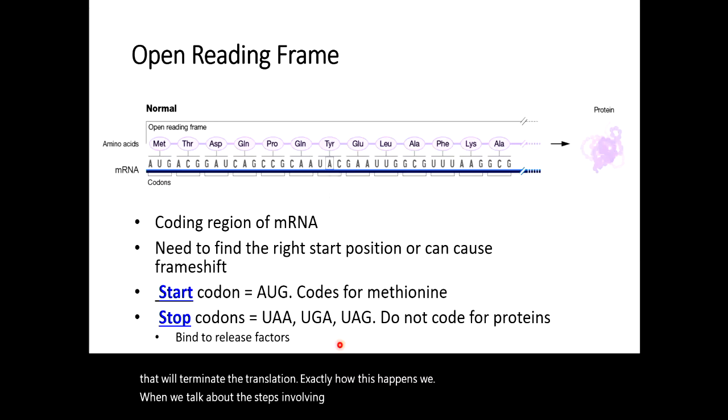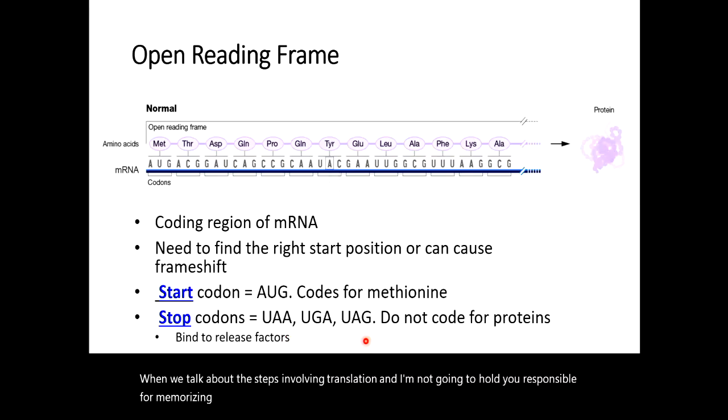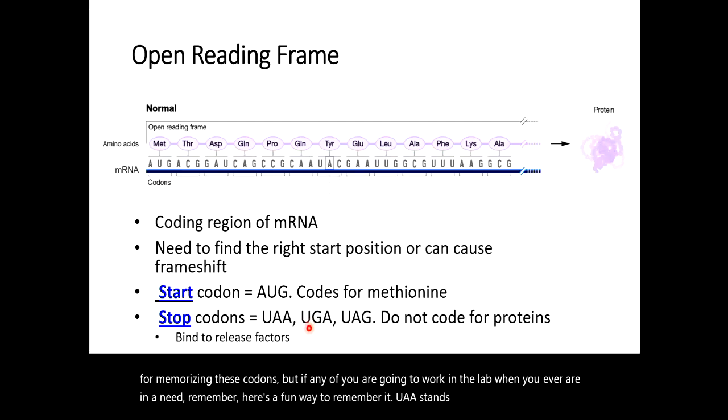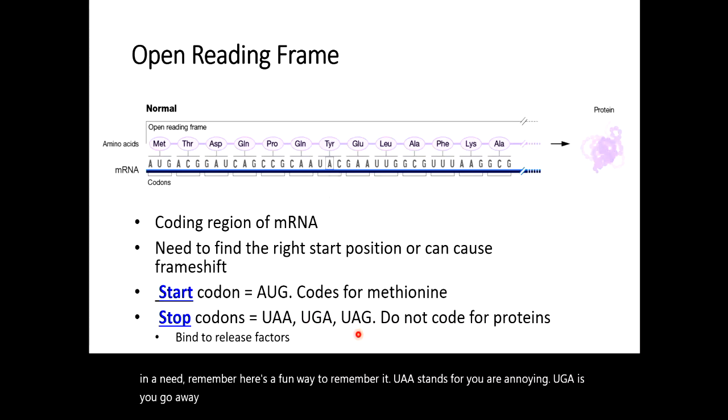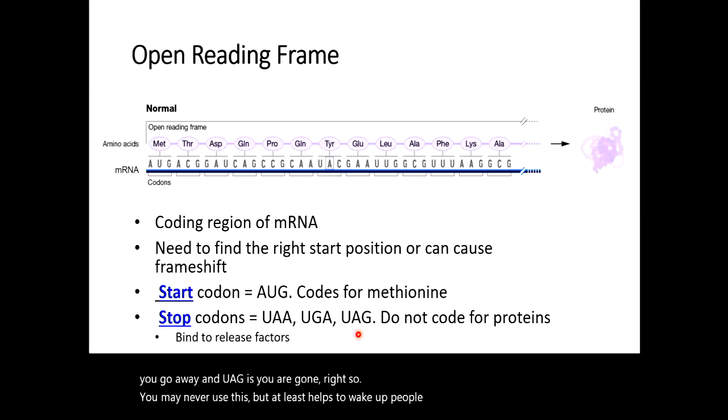And I'm not going to hold you responsible for memorizing these codons, but if any of you are going to work in a lab and you ever need to remember these, here's a fun way to remember it. UAA stands for you are annoying, UGA is you go away, and UAG is you are gone, right? So anyway, you may never use this, but at least it helps to wake up people if they are feeling drowsy in the last 10 minutes of class.